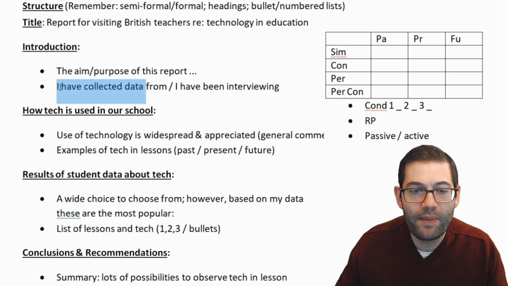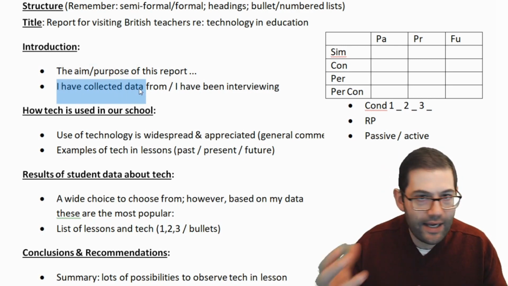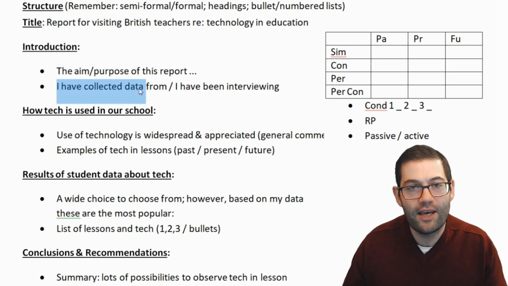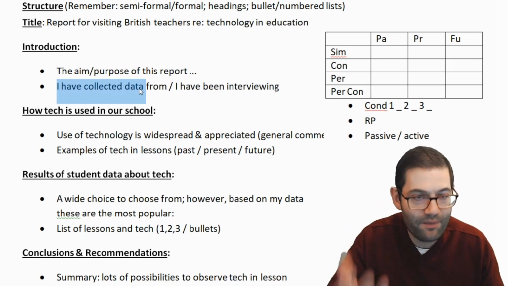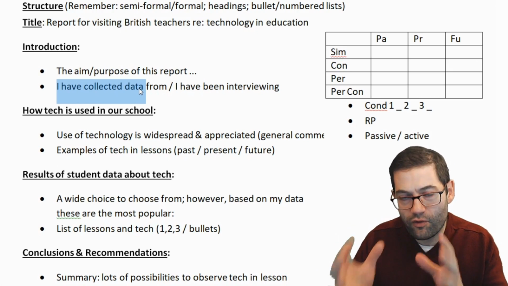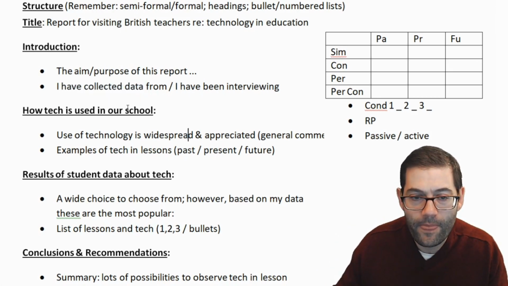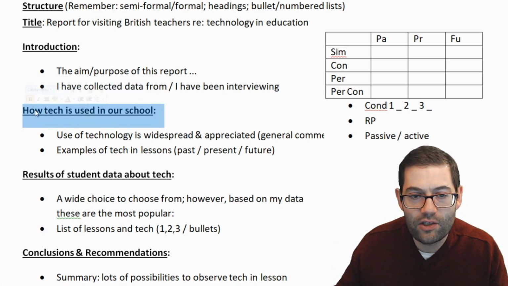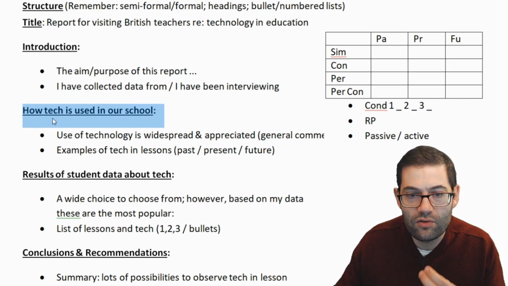If you wanted to use the passive form here, you could say data was collected from a number of different sources, and you can of course use active sentences and passive sentences, so you can further expand your range of grammar even in that first paragraph. So we've got the first section, how tech is used in our school.